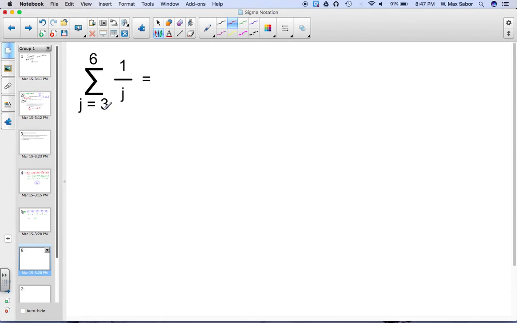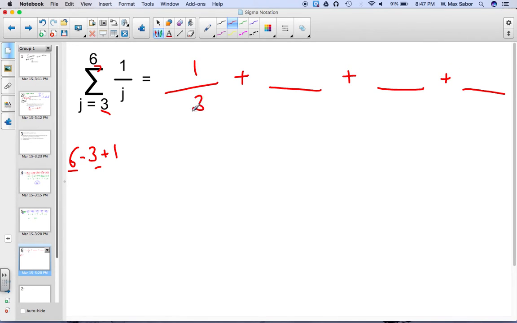Well, we have j is 3, j is 4, j is 5, j is 6. Again, if you want to know how many there are, it's 6 minus 3, and we're always adding 1. The 6 is from here, the 3 is from here, and the 1 is always part of determining how many terms there are. So, we're adding 1 over 3, 1 over 4, 1 over 5, and 1 over 6.